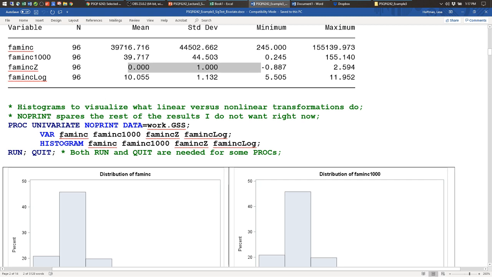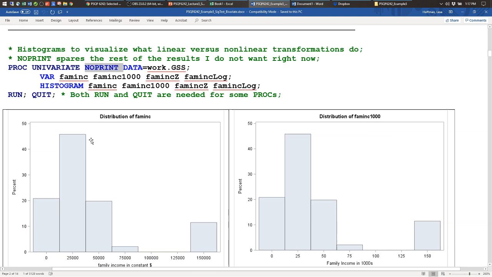Otherwise, if you want all of that information, proc univariate gives you a lot more by default. It gives you all the quantiles and things. It's just not a nice, friendly little table like this. So this, noprint, is just me turning all that extra stuff off that I didn't want, because all I wanted were the pictures.